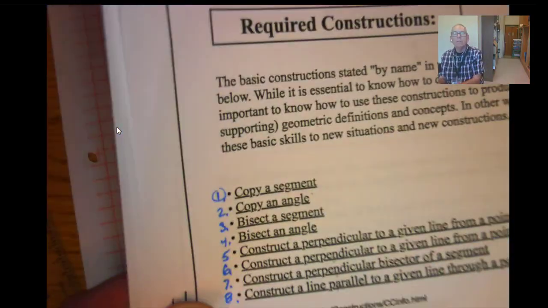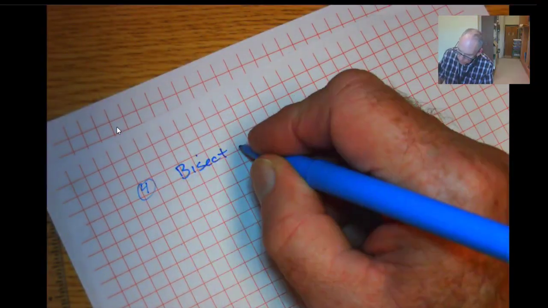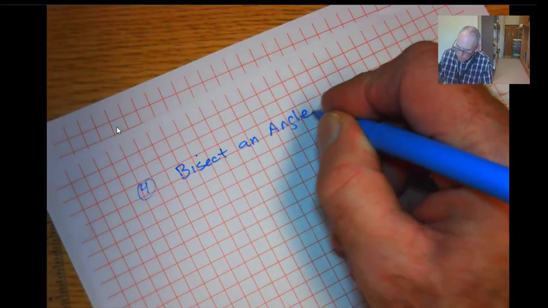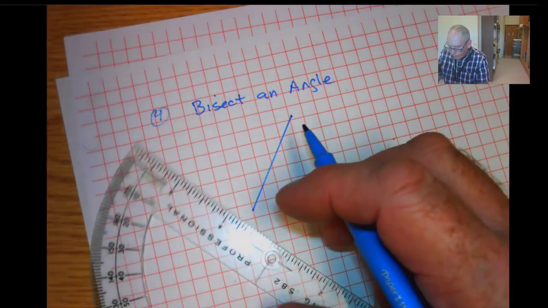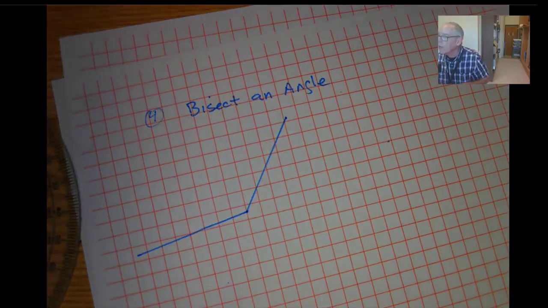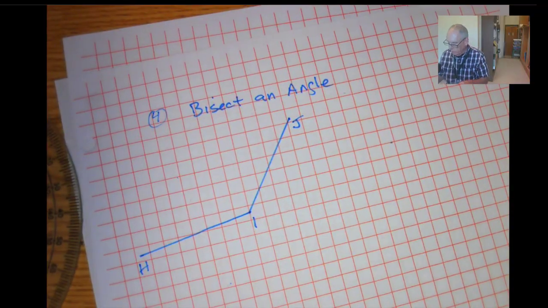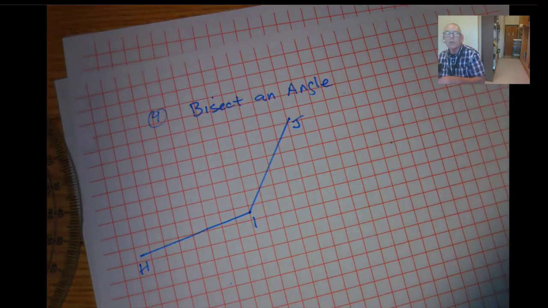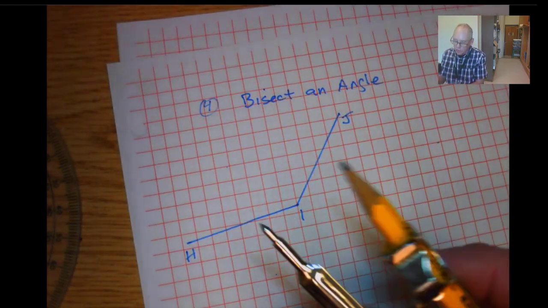So let's look at construction 4. Construction 4, we're going to bisect the angle. So we need to draw an angle. I think I'll draw an obtuse angle this time. And then we need to strike an arc that crosses both sides of the angle. And what that does is it gives us a couple of points that are both equidistant from the vertex.